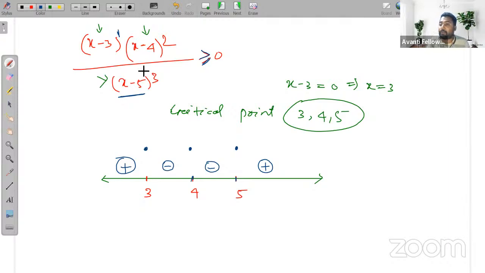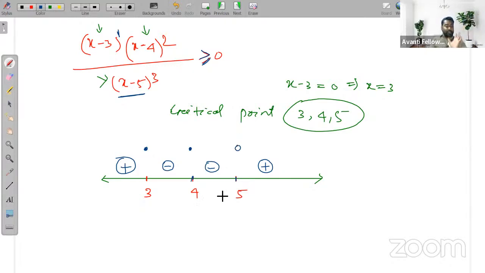This inequality becomes, this left hand side becomes 0. That means at x is equal to 3, this becomes 0. At x is equal to 4 also, this becomes 0. And at x is equal to 5, is it 0 or anything else? No, it is not defined. So left hand side will not be defined at x is equal to 5. That's why I have to give a hollow circle here.